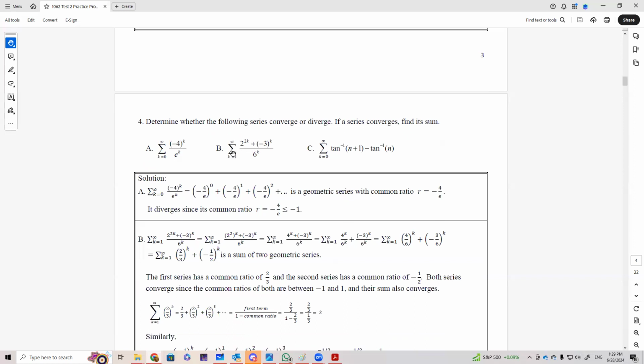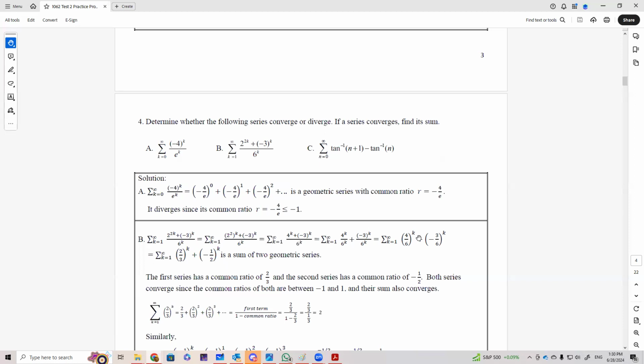Now, same thing for B. B is just a sum of two geometric series. And one of them is 4, really. This 2 to the 2k is just hiding the fact that 2 to the 2 is 4. And so you can see this as 4 to the k. And then after that, you can just see this as the sum of 4 over 6 to the k plus minus 3 over 6 to the k.